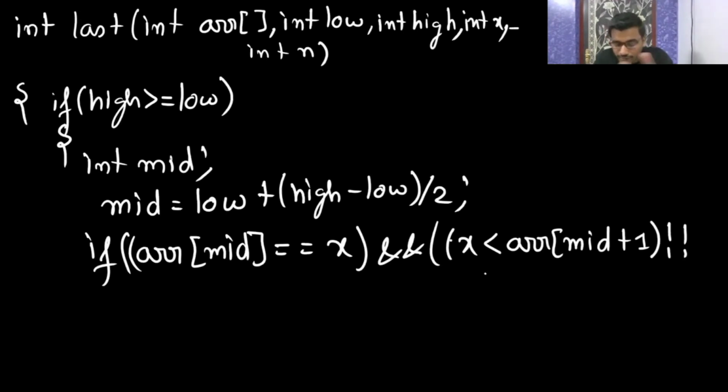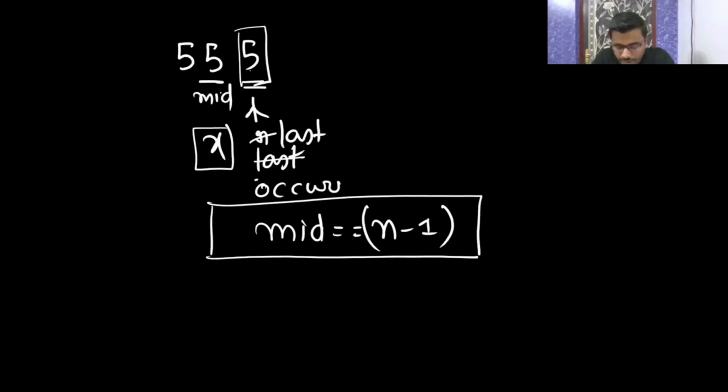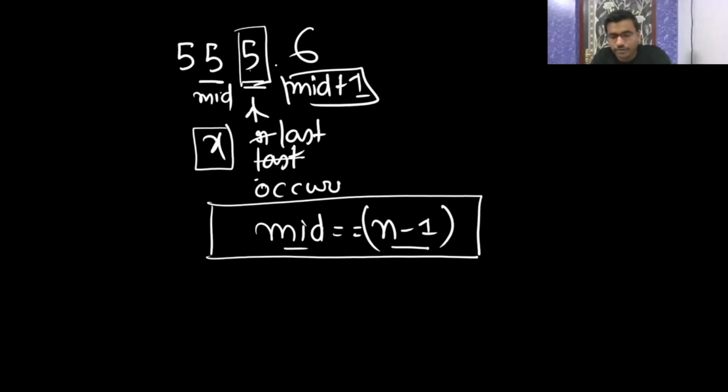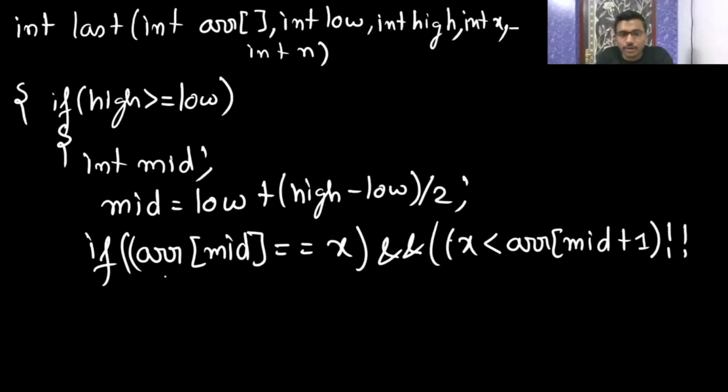So there are two cases. If it is the last occurrence, then it may be the last index, or if it is not the last index, then the mid plus one element should be greater than this. So either this condition is satisfied, or mid should be equal to your n minus 1. Understood? Anyone having any doubt, please let me know.